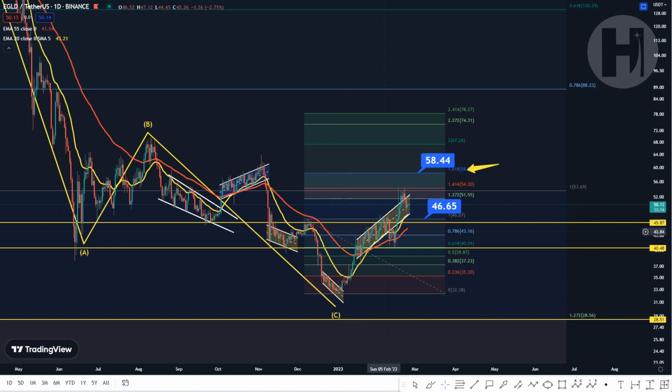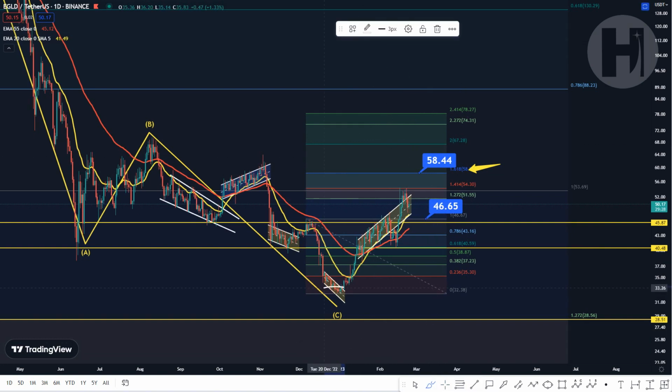So once we broke above it here, I want to see a nice healthy back test of support. Once that happens, I think we might see a stronger boost to the upside, taking us to the 1.618 target at $58.44 finally.